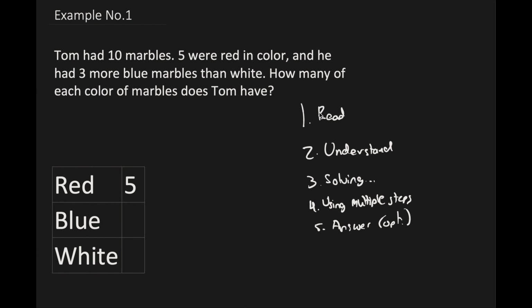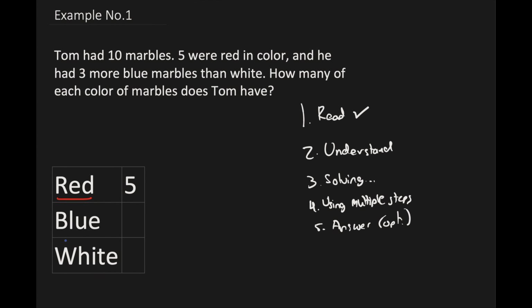Let's go with the first step. What is it? Read. Tom had 10 marbles. 5 were red in color, and he had 3 more blue marbles than white. How many of each color of marbles does Tom have? That's step 1. We read it, but reading doesn't mean we understand it. So now to understand this problem, I have a table here. Let's use it. We know that we have 5 red.